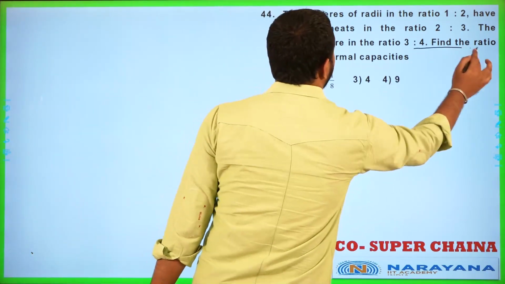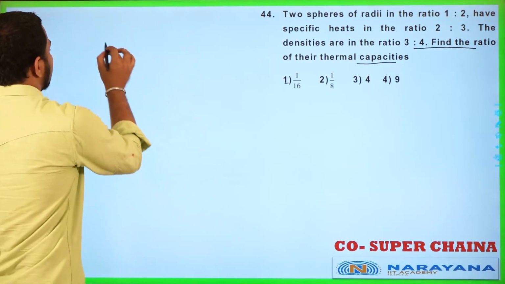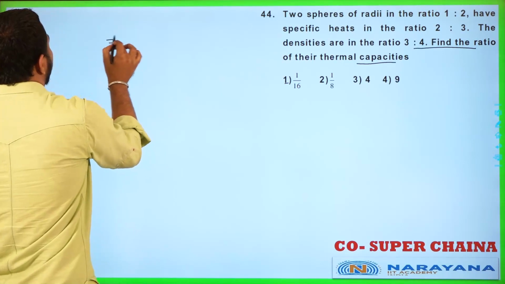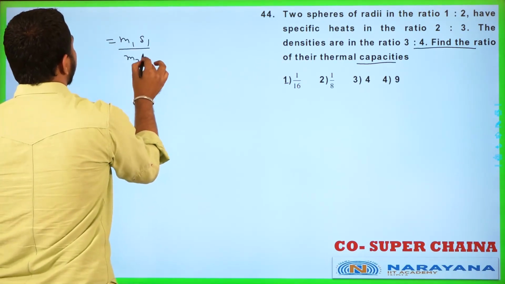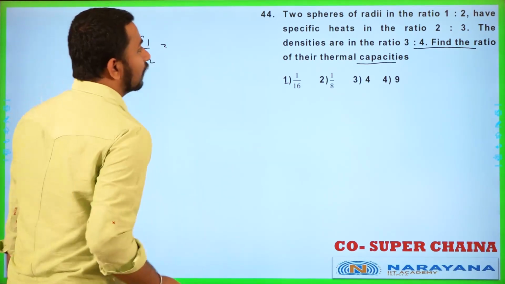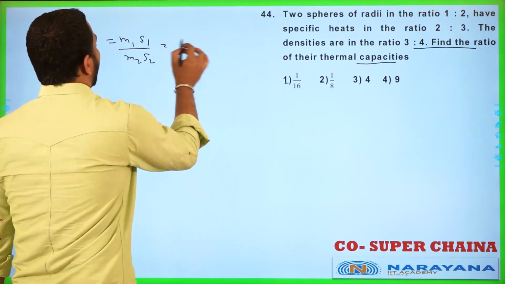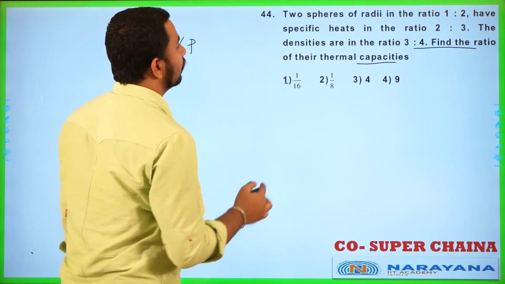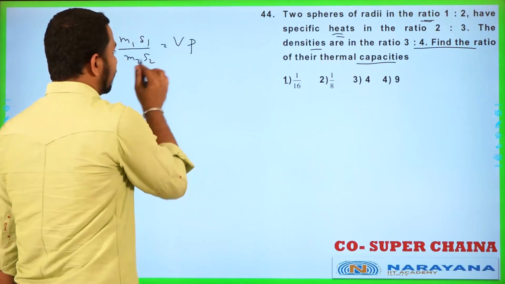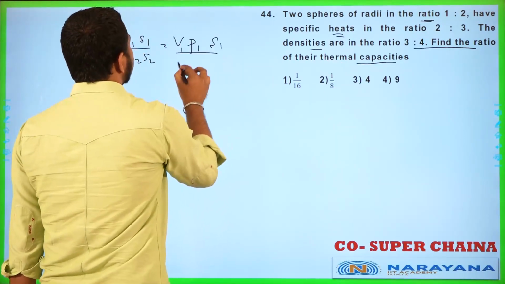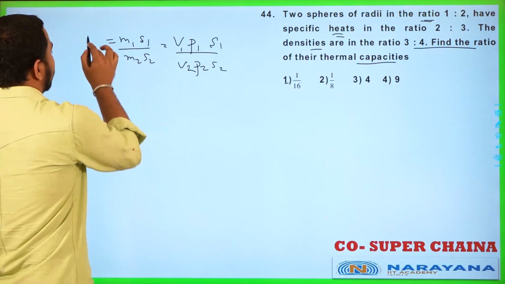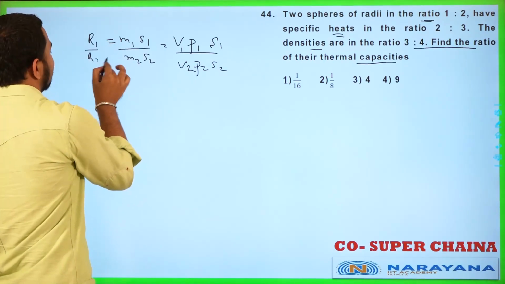Students, the ratio of thermal capacities we have to find. The ratio of thermal capacity is nothing but ms, so we have to calculate M1S1 by M2S2. This M can be written as volume into density, because the ratio of radii, specific heats and densities are given. So V1 rho1 S1 by V2 rho2 S2, right? And we compare R1 by R2. This is what we have to calculate.